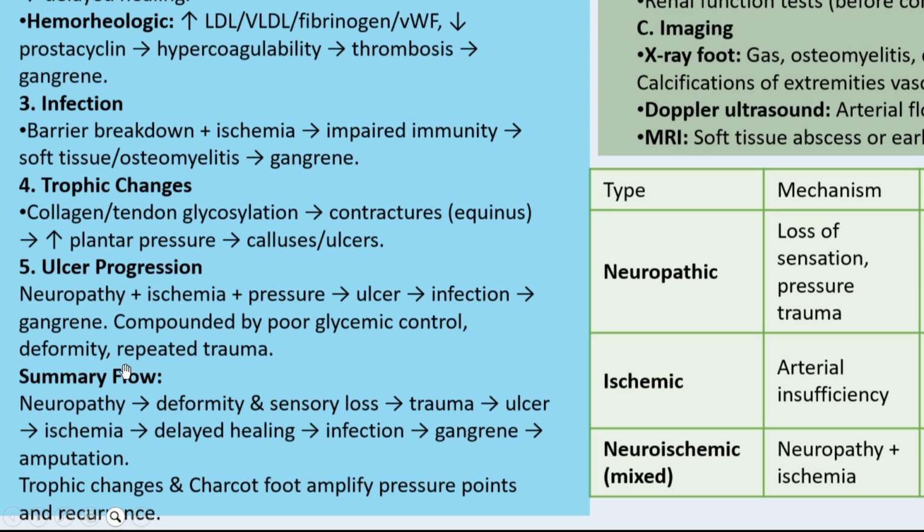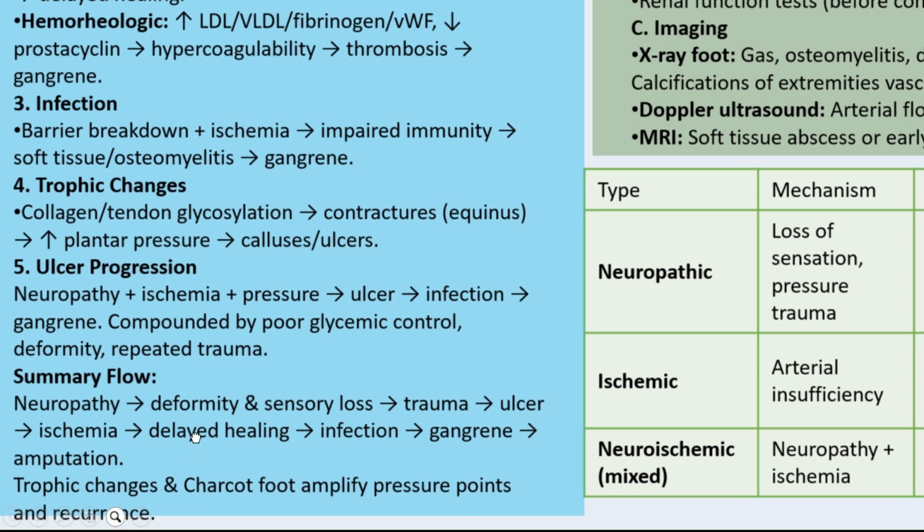So, in summary, what is going to happen is we have neuropathy that leads to deformity and sensory loss. This exposes one to trauma, and when you have trauma, there is formation of the ulcer. The ulcer is ischemic because of poor blood supply. We have delayed healing. The delayed healing leads to infection, gangrene, and the gangrene will lead to amputation if we want to save a person's life.